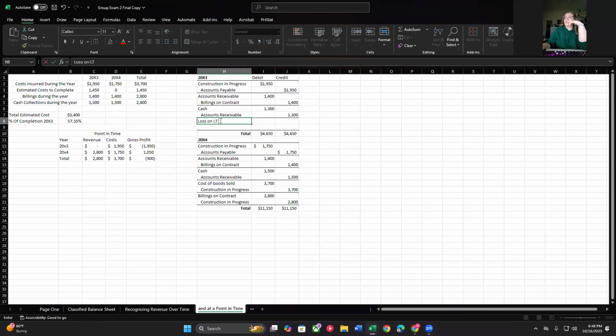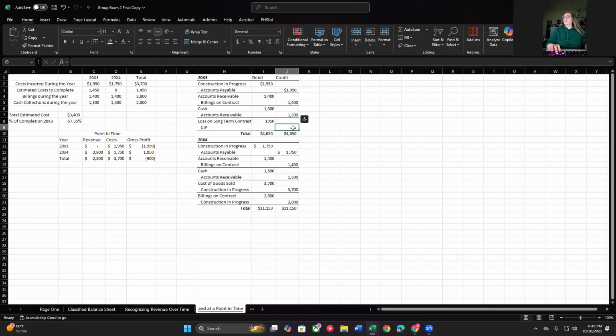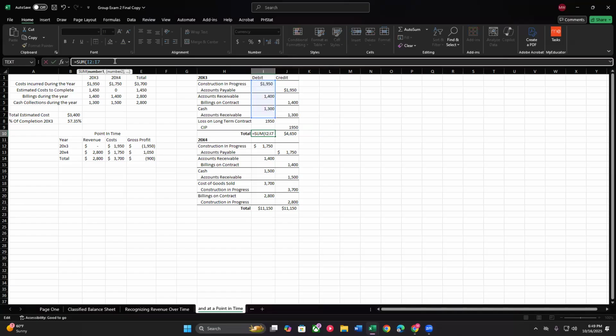Yeah, so copy and paste it down. I'm looking at her example from the Chapter 7 homework. It says you debit loss on long-term contracts and you credit construction in progress. So how much are we doing for the loss? 1950. Okay. I guess that makes sense because then it would make it 0 for the revenue.